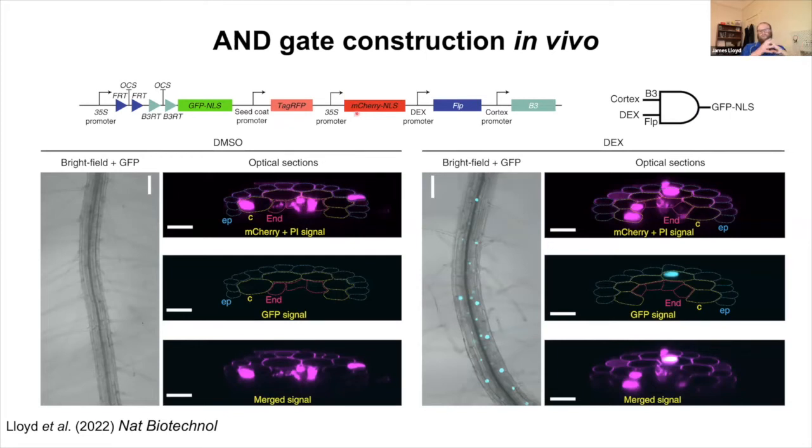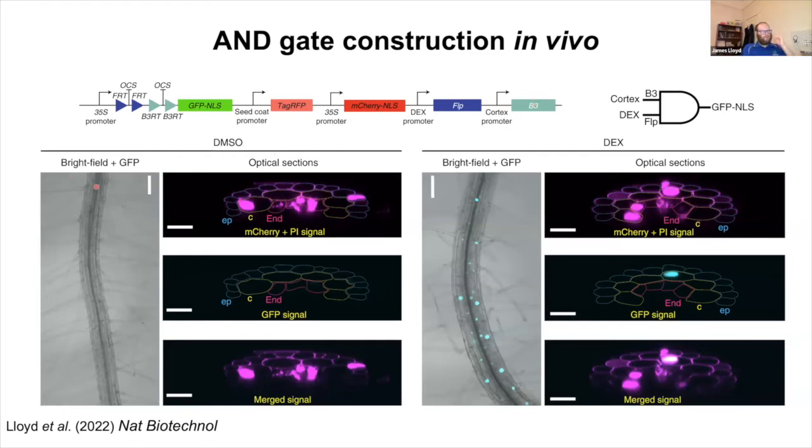And this will mark every nuclei in the plant, and the root is where we're looking for expression. It will mark every root nuclei as red with mCherry. Then we used FLP as one of the inputs using the DEX inducible promoter. And then we also used a cortex specific promoter to induce B3. So we should only see expression of GFP in the cortex after DEX induction.